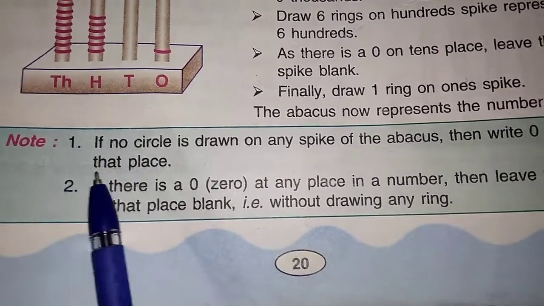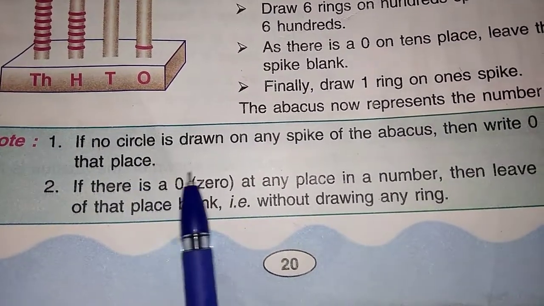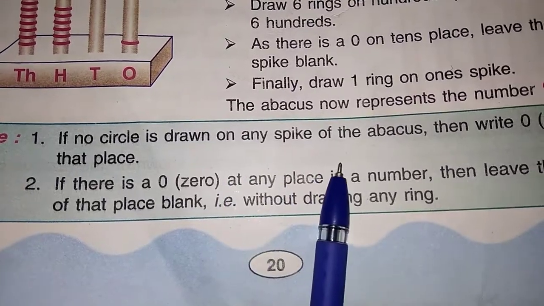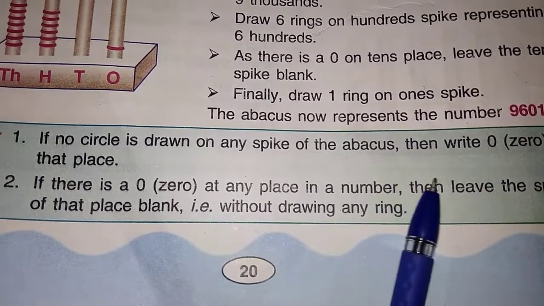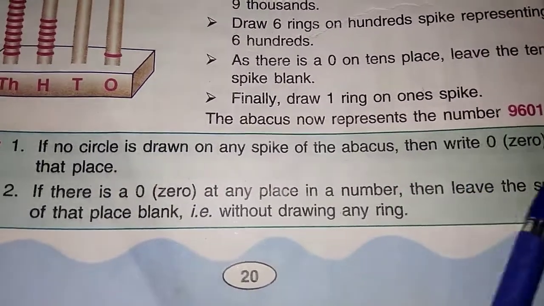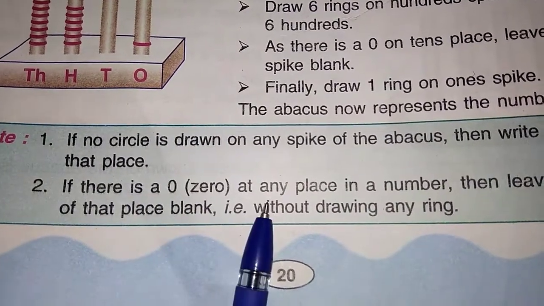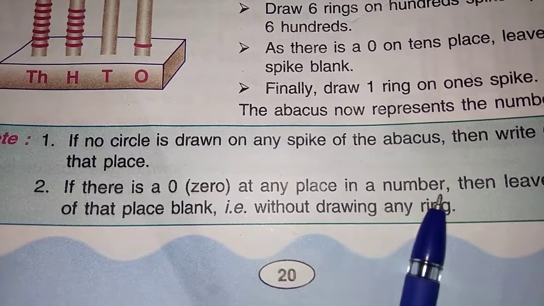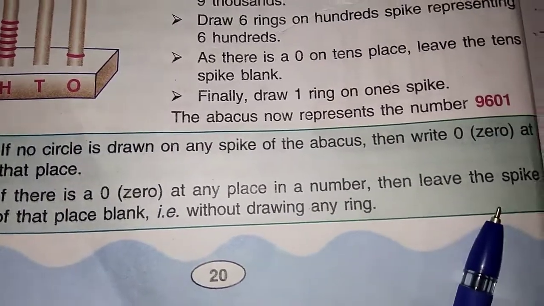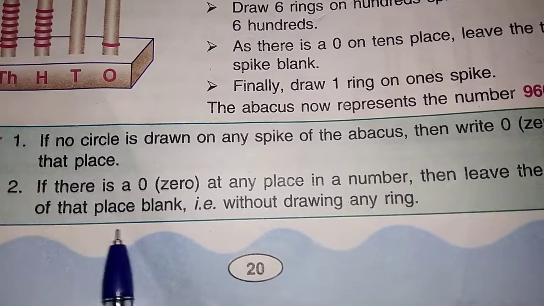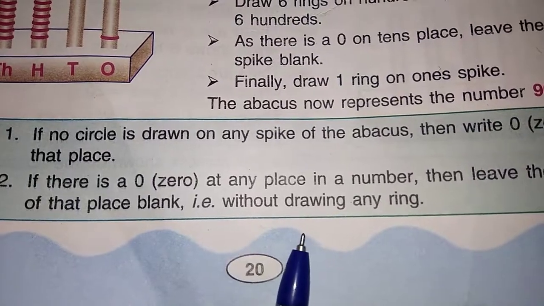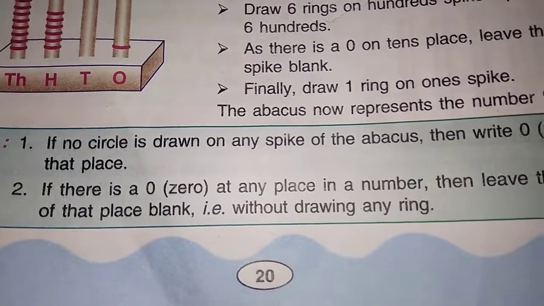Children, note now, if no circle is drawn on any spike of the abacus, then write 0 at that place. If there is a 0 at any place in a number, then leave the spike of that place blank, that is, without drawing any rings.